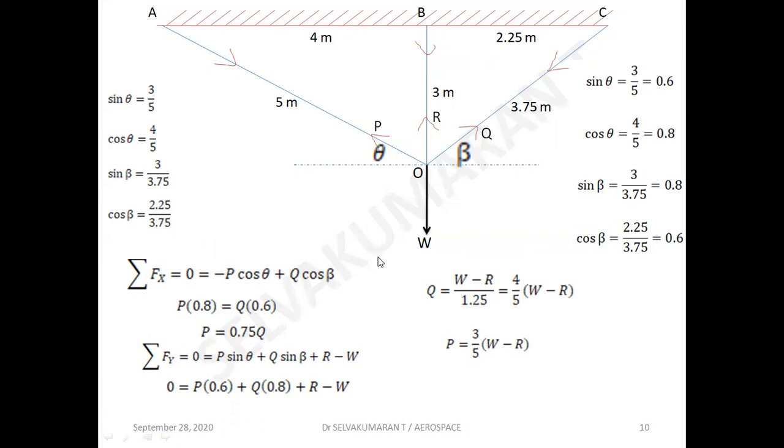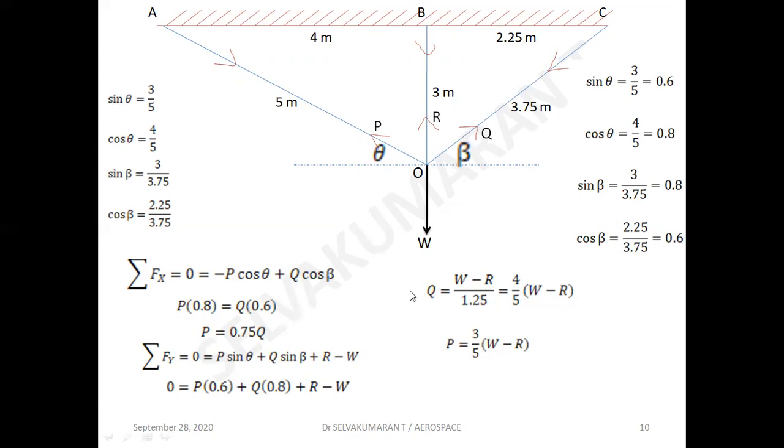It doesn't mean that R should always be the redundant. I can keep Q also as my redundant. Then you have to find R in terms of Q and P in terms of Q, and differentiate partially with respect to Q. Here I have taken R, so I have to differentiate the total strain energy stored partially with respect to R.